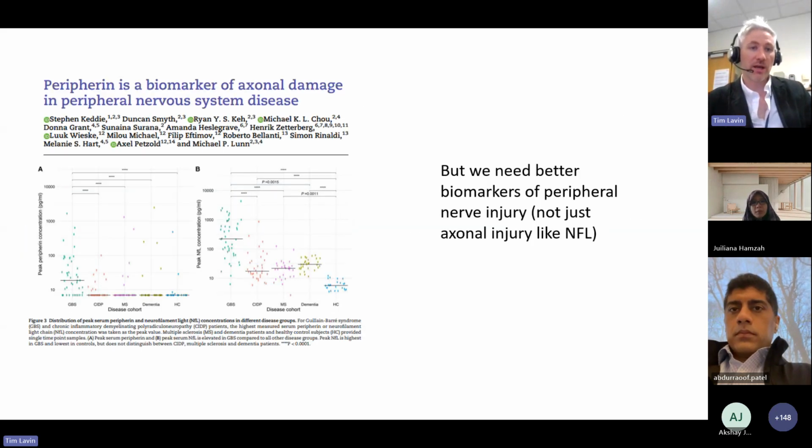There are likely to be better markers, and there's been some work done on certain biomarkers of axonal damage, but also some other things as well for myelin biomarkers. So hopefully that's coming along, and we'll see it in the near future.